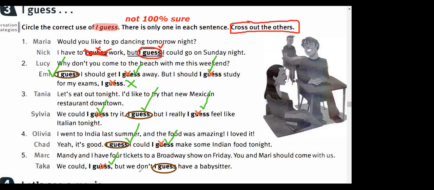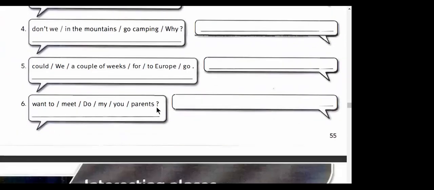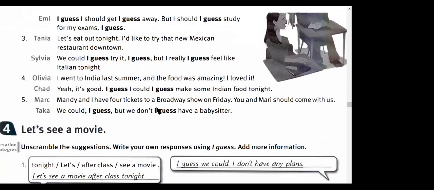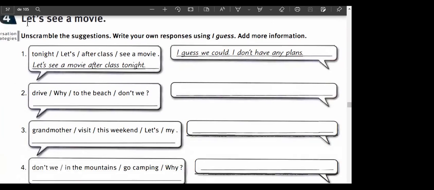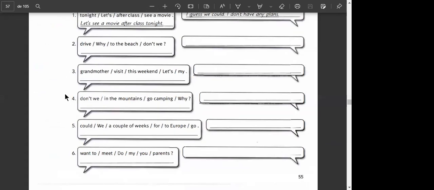That's right. Oh, no. This is incorrect, and this is incorrect. So three incorrect, only three. One, two, and three. Okay, teacher. All right. And we're almost finished. Only this. Let's see a movie. Shuffle the questions and write your own responses. First, the questions. Only the questions. Okay, thank you.